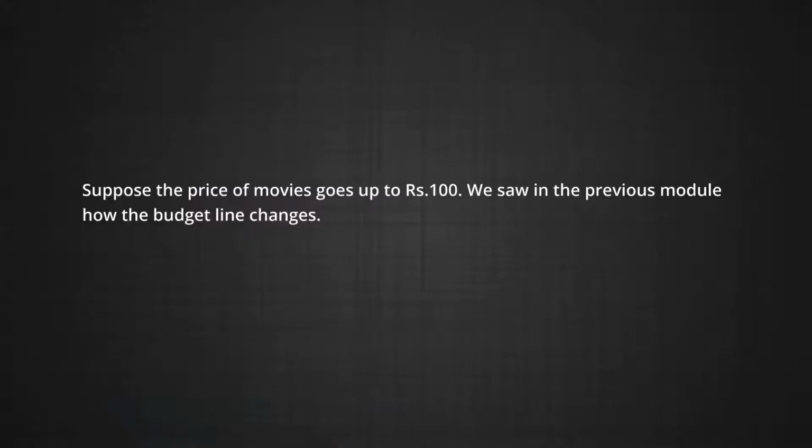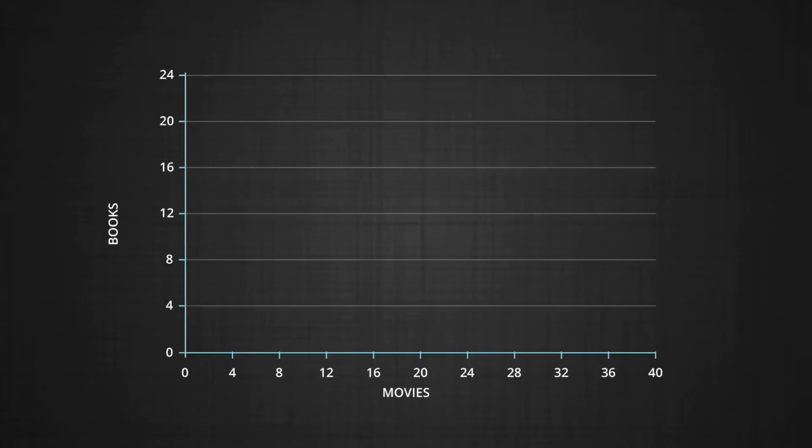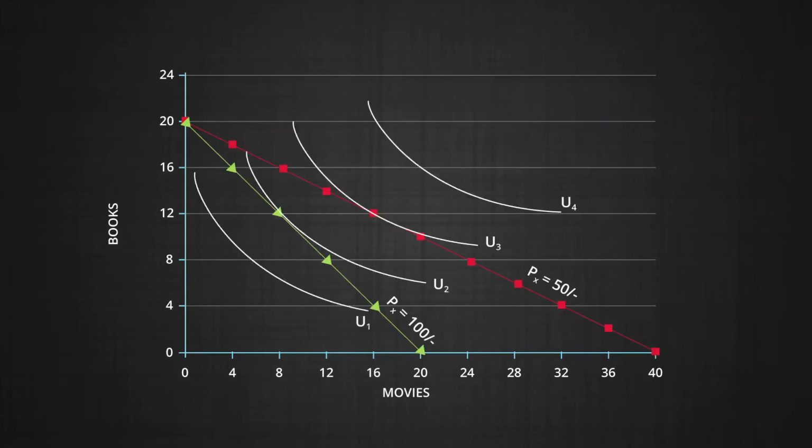What happens if the price of movies changes? Suppose the price of movies goes up to rupees 100. We saw in the previous module how the budget line changes. This is depicted in figure 2 shown here. Superimposed on the budget lines is the consumer's indifference map. The consumer's old equilibrium, E1, is now beyond his new green budget line. He cannot afford it anymore.